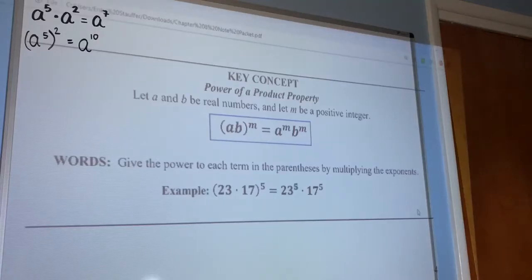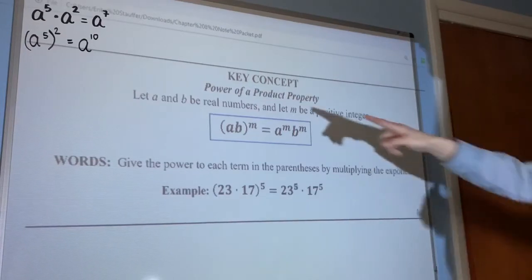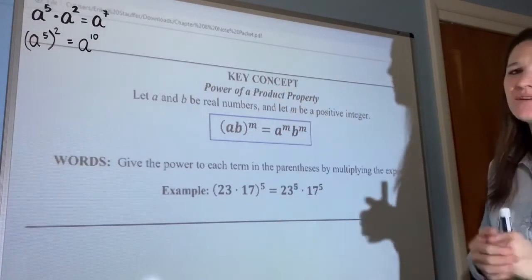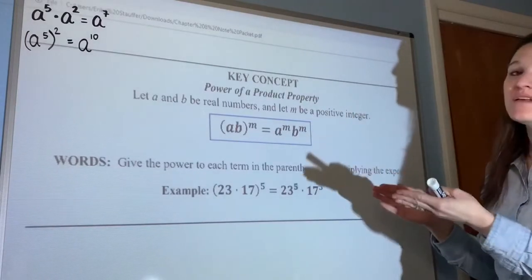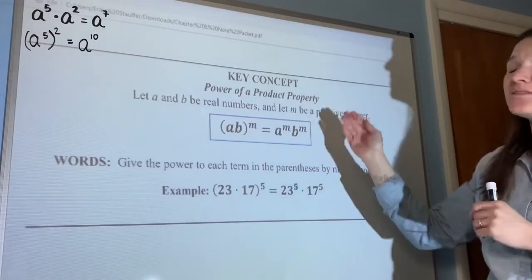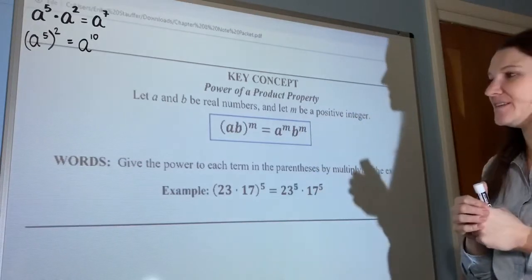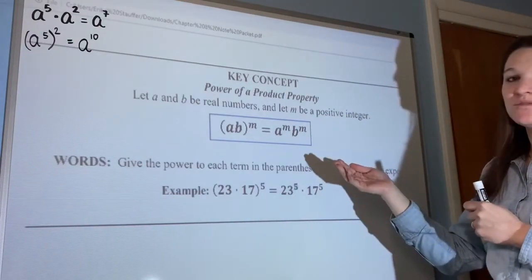Alright guys, the next property of exponents we're going to look at is going to be very similar to the last one. This one is called the power of a product property. They get a little confusing, but when you use them, they're very, very distinct. They sound a little similar, but they're very distinct in their properties. Here's your example with some variables.